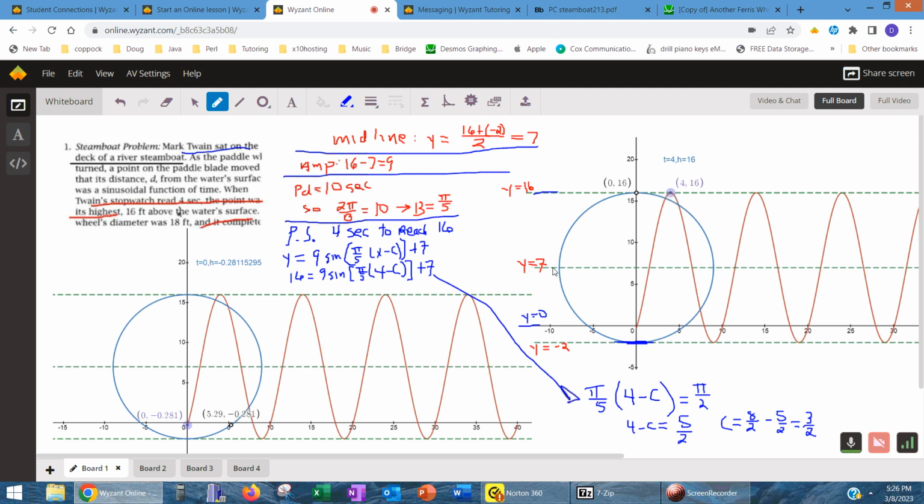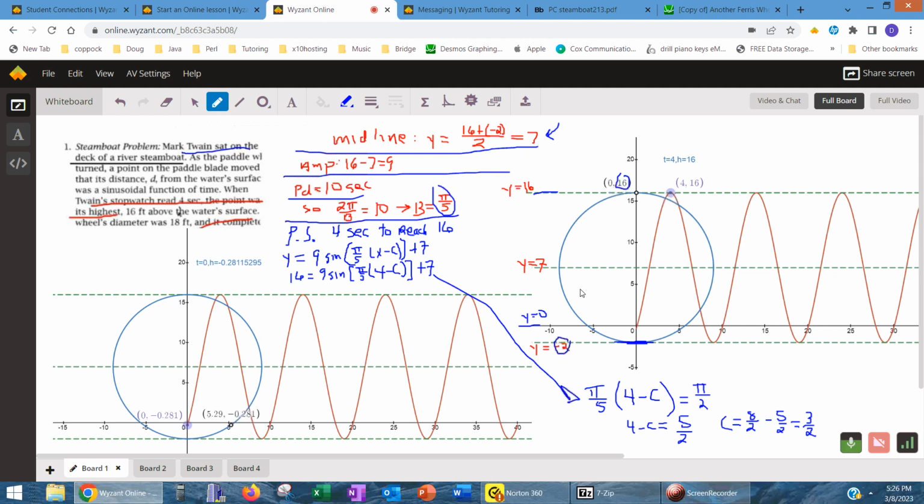And that means the midline is the average of 16 and this -2. So there's your midline right there, y equals 7. And the amplitude is the distance from the midline to the high point or the low point, which is 9. So that's your amplitude. Since the period is 10 seconds, we can find the value of b by saying 2 pi over b equals 10, or b equals pi over 5.